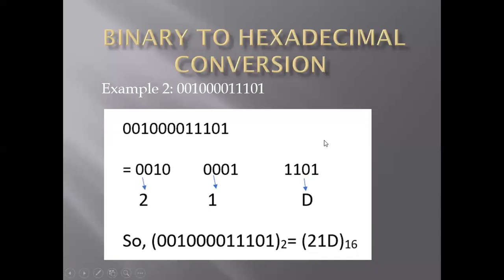Another example, 001000011101. Write down the 4-bit groups right to left. So 1101, 0001 and 0010. Write them separately. For 0010, hexa is 2. For 0001, our hexa is 1, and for 1101, our hexa is D. Combine them, so our final answer is 21D hexa.